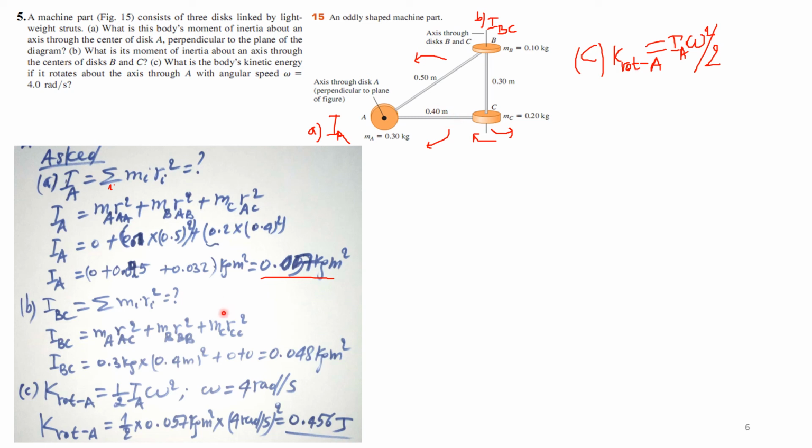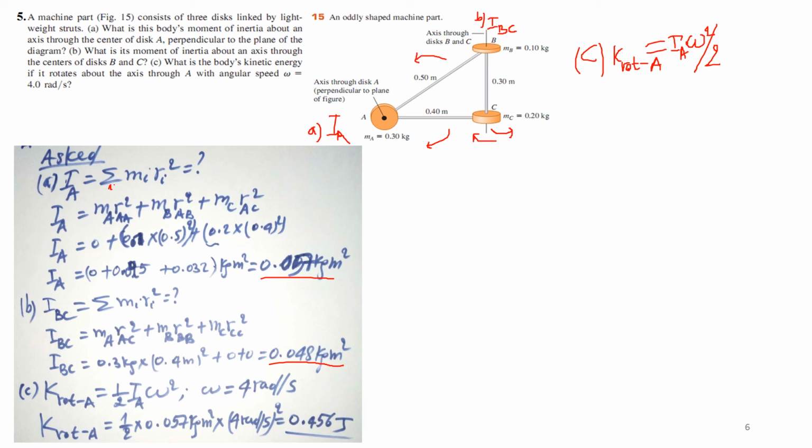It's the reason why here we have multiplied 0.3 kilogram, the mass of A, times 0.3 meter squared, the shortest distance between A and the axis BC. Then this moment of inertia becomes 0.048 kilogram meter squared.